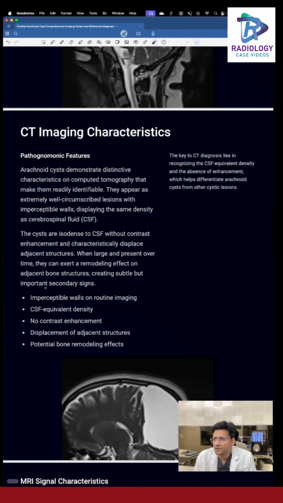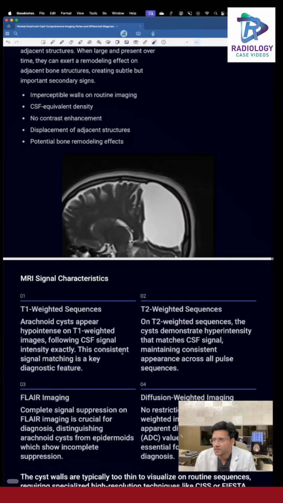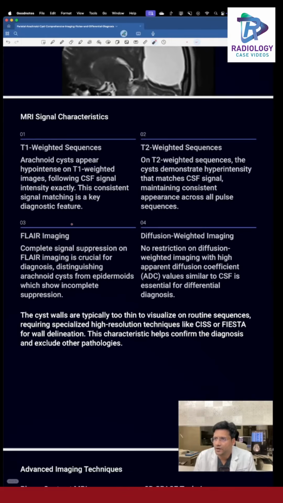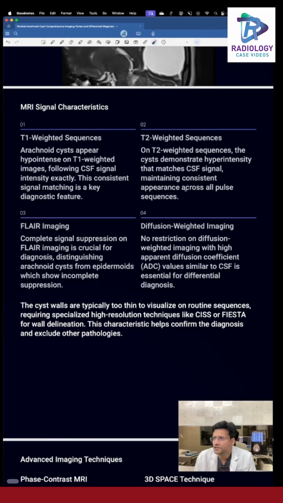CT imaging features are imperceptible walls on routine imaging, CSF equivalent density, no contrast enhancement, displacement of adjacent structures, and potential bone remodeling. These are the features on CT. And how will you differentiate from other lesions like epidermoid? There won't be any diffusion restriction, and on FLAIR it will be homogeneous signal intensity following CSF signal.